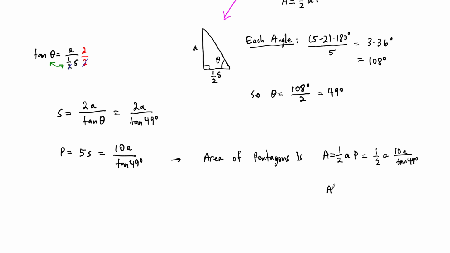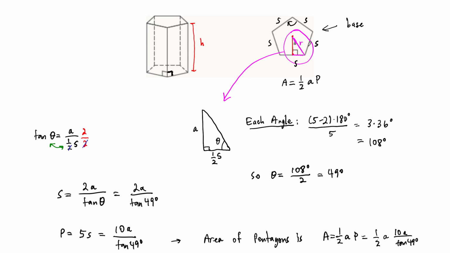Or what we end up with then is, this can cancel, become a 5. So 5a squared, apothem squared, over the tangent of 49 degrees. All right, so that's the area of the bases of these things. Now, for the surface area, we need to find the area of a face.